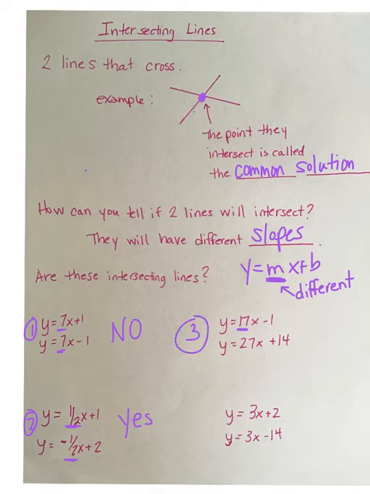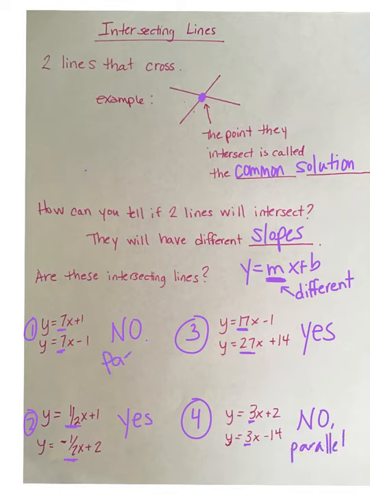Question 3. We have 17 and 27 are the numbers before the x. Those are different slopes. So are these lines intersecting? Yes, they are. And question number 4. We have a 3 and a 3. Those slopes are the same. So are these lines intersecting? No. Those would be parallel. And the same with these ones up here, they would be parallel.